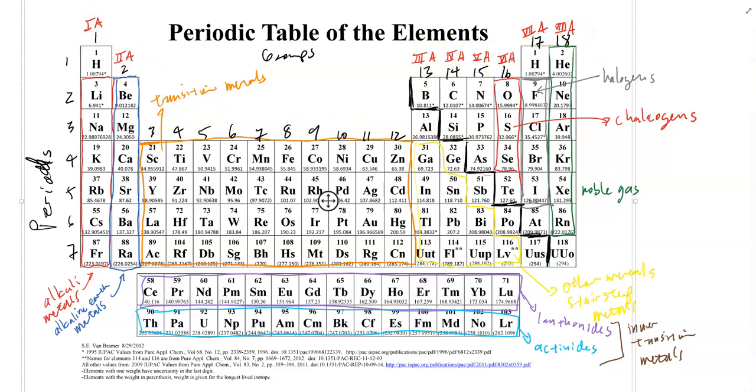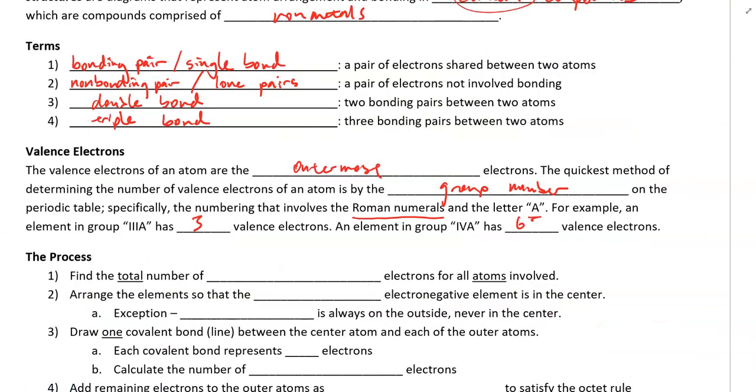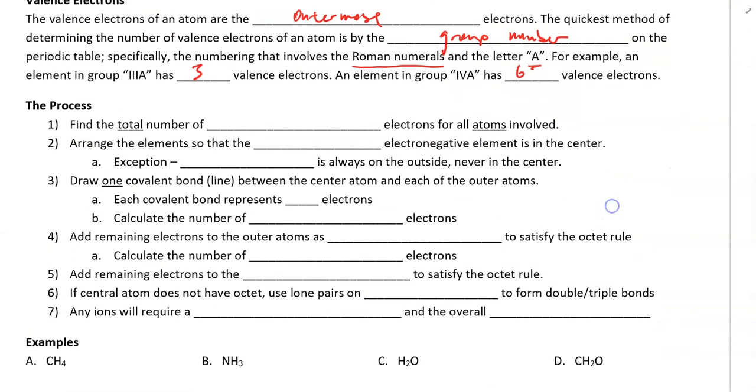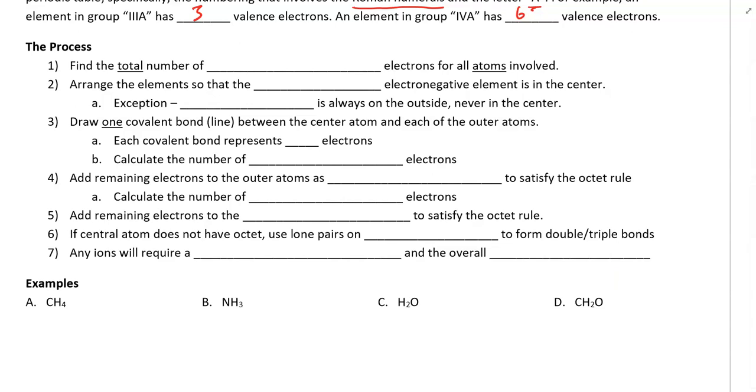All right. Now, let's go back to the notes here where we look at how this works. This process that I'm going to outline here is super important that we follow more or less to a T. It will help you remain consistent as you work on these, because otherwise it can get a little iffy. So let's talk through this. First of all, the process. Number 1, find the total number of valence electrons for all atoms involved. We'll talk about what that means in just a minute.